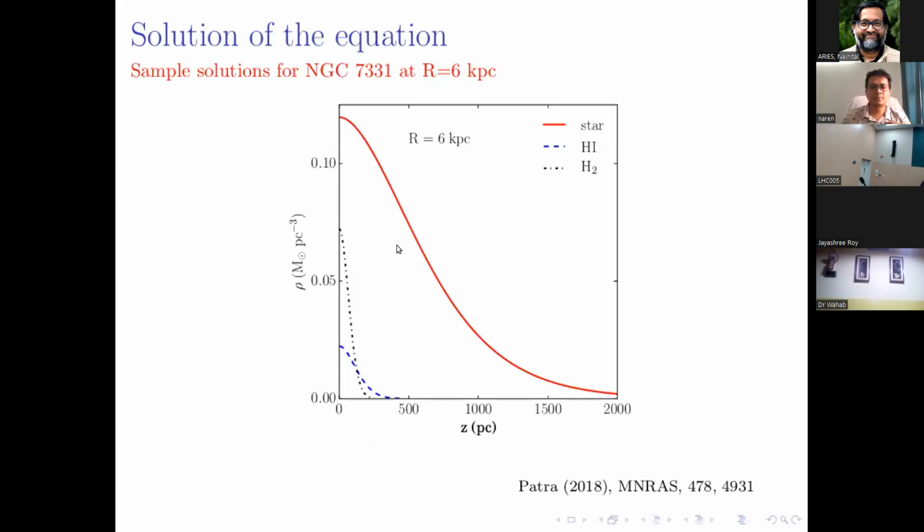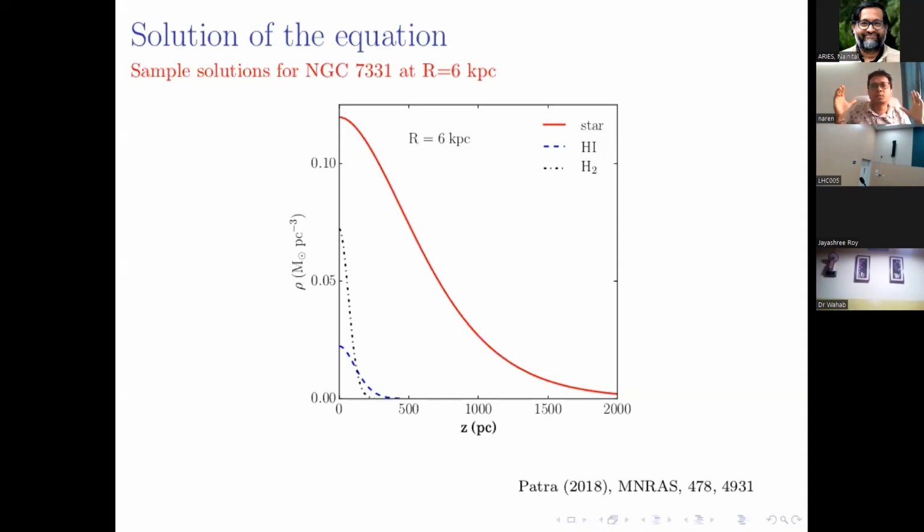So this is a typical solution of the hydrostatic equilibrium equation for NGC 7331 at R equal to 6 kpc. Z is the vertical height from the midplane. The stellar density falls off like this. This black curve is the molecular density, and this is the HI. Now I can solve this equation at every radius, and I am getting the density as a function of Z at every radius, so effectively I am getting the full idea of the density distribution in that galaxy, right? At every radius and at every Z.